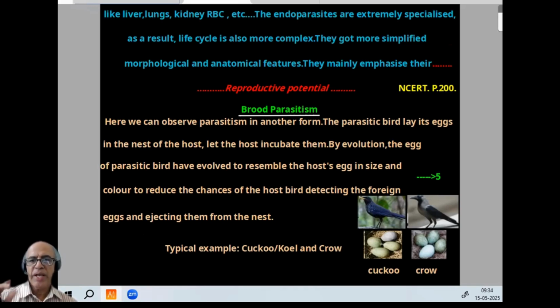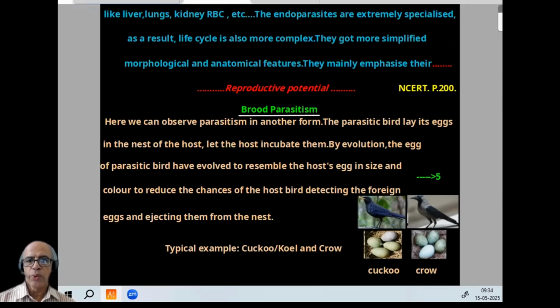Typical example, parasitic birds lay their eggs in the nest of the host and let the host incubate them. That is the event. By evolution, eggs of parasitic birds have evolved to resemble host eggs in size and color, to reduce the chances of the host bird detecting the foreign egg and ejecting it from the nest.